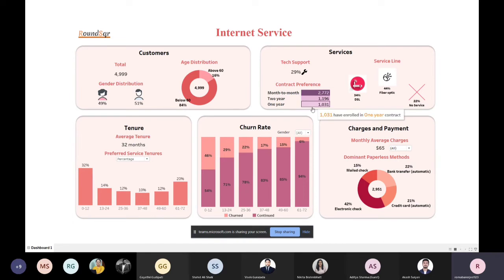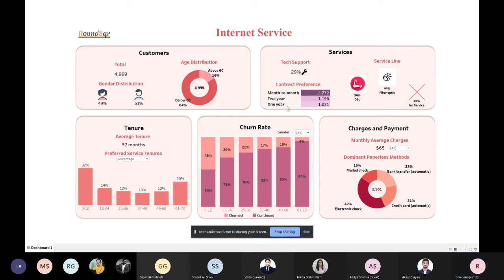Next, below it is the contract preference. The ISP is providing three kinds of contracts: month to month, 2 year, and 1 year, and these are the number of customers who are availing it. With the darker shade of color, we can see a larger number of customers. So month to month is mostly preferred. Below it is 2 year, and least is 1 year.